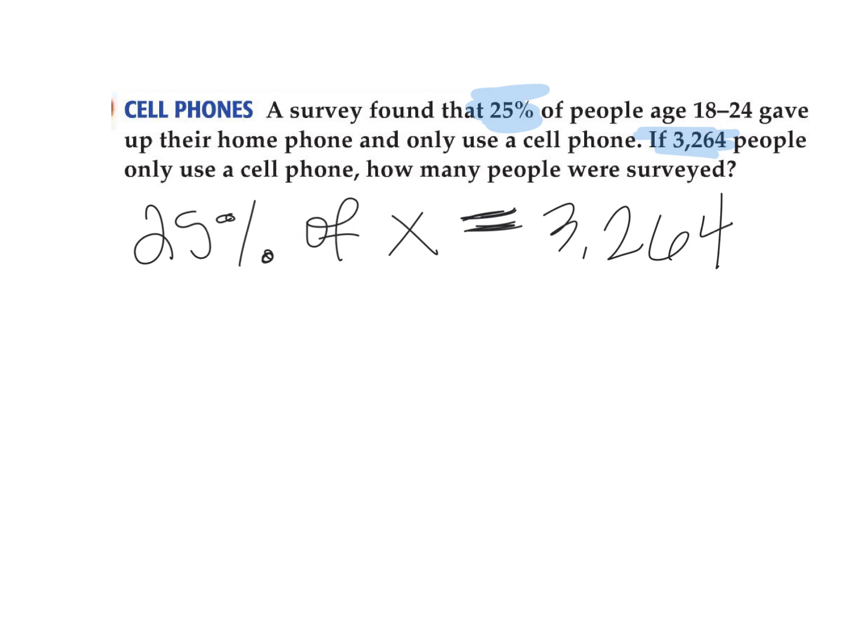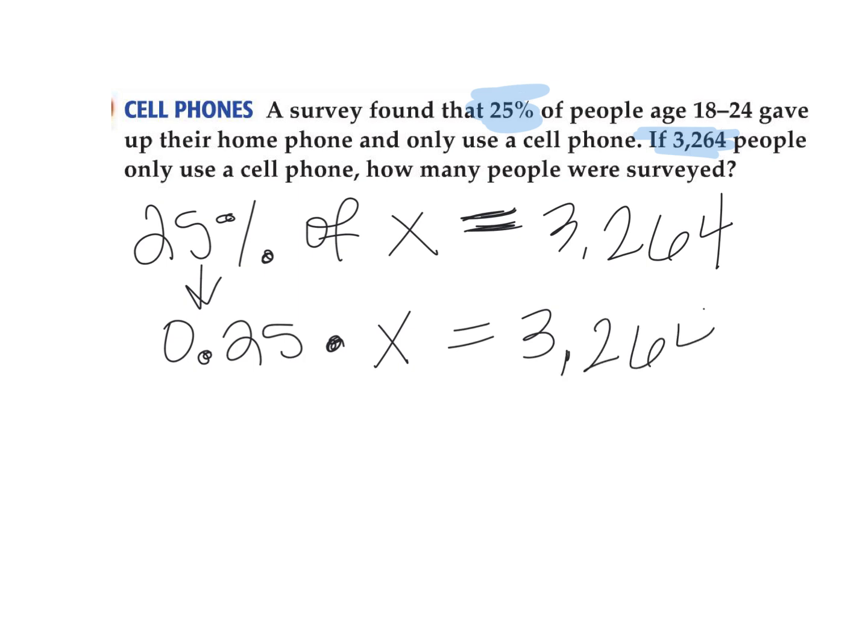As I talked out the problem in my head, that's kind of how I worded it. If you talk it out and write it out how you're thinking, that will help you figure out how to set it up. So then I can just rewrite this as 0.25 times x, because we're taking 25% of something, and we need to get 3,264. So then I can do my one-step equation, divide both sides by 0.25.